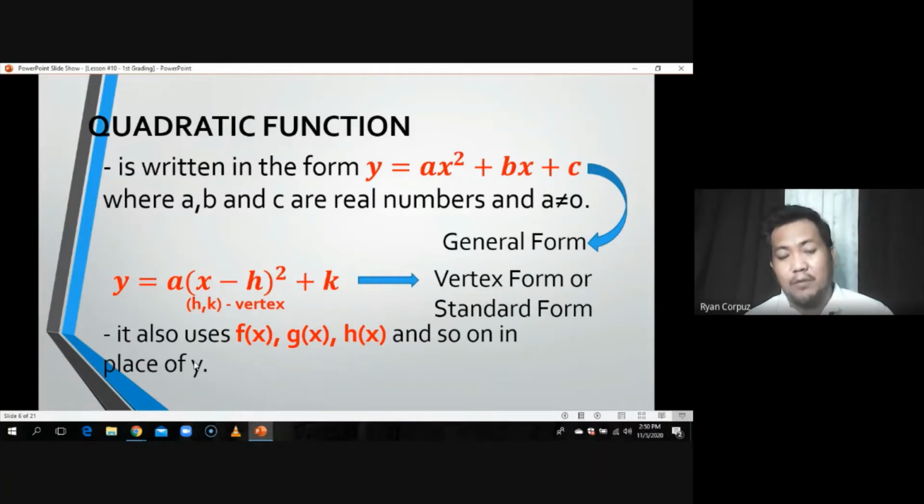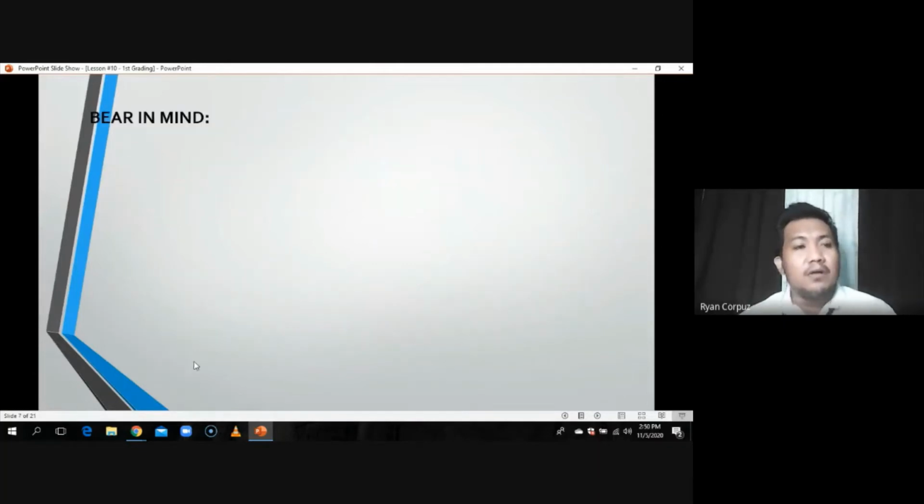Let's say, as I mentioned earlier, we have two or more given equations. So for us to know that our given equations are different, we are not only using y. Sometimes we are using f of x, or when there are more, g of x, h of x, and so on and so forth.